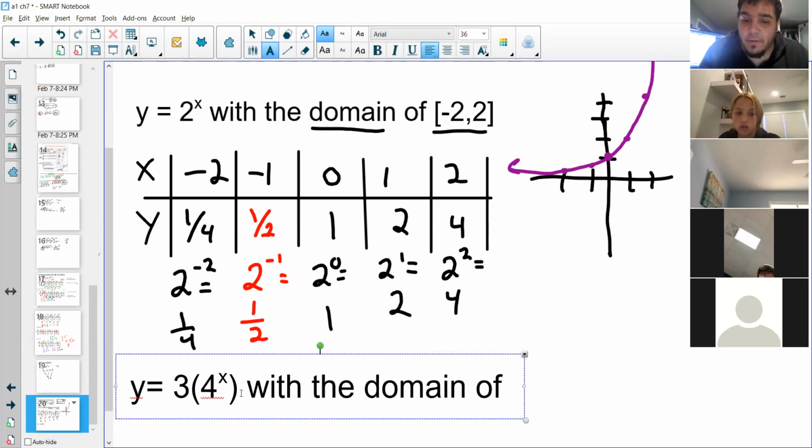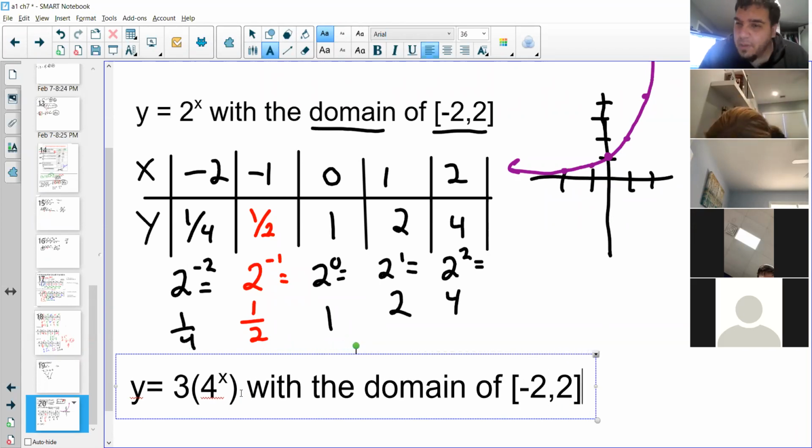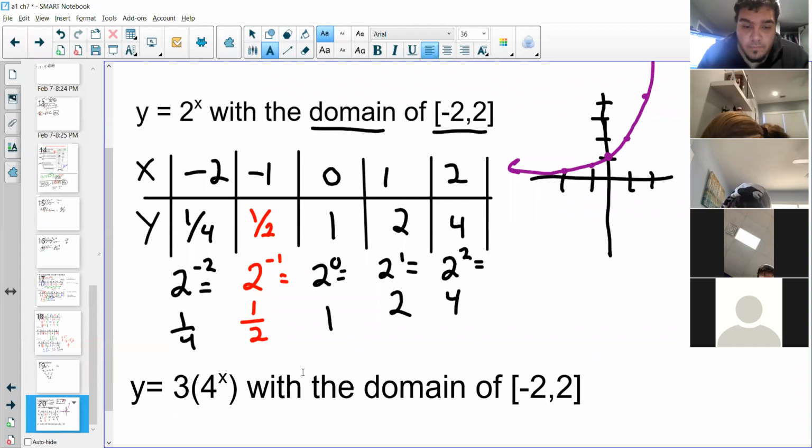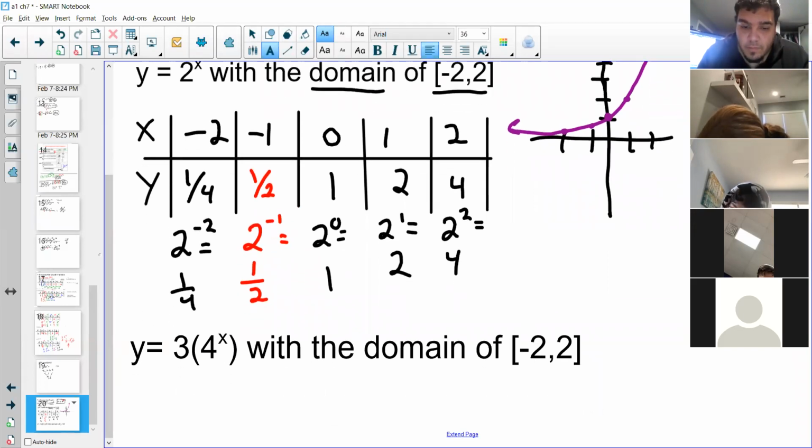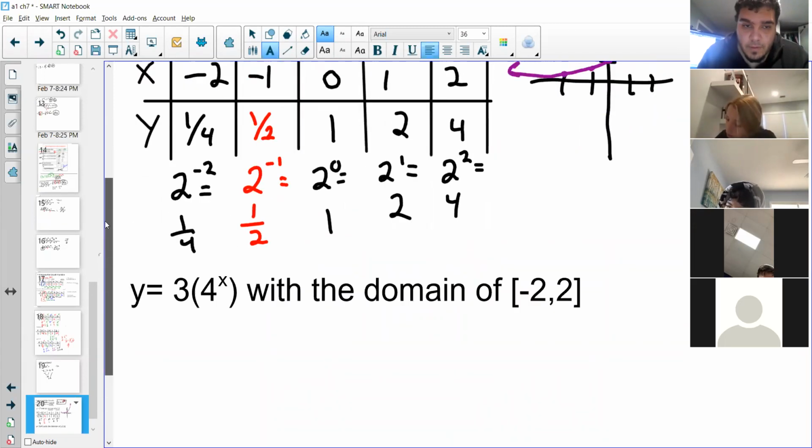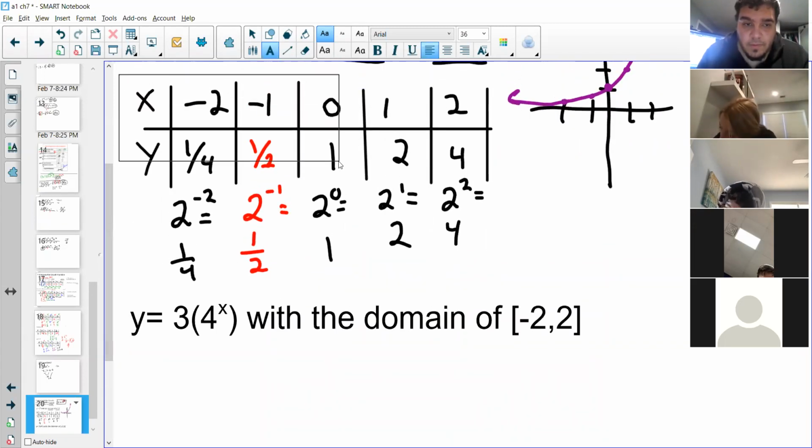With the domain of -2 to 2. Typically, unless I specify otherwise, you can assume the domain will be from -2 to 2. Same page. Let's see if it could be a little easier.